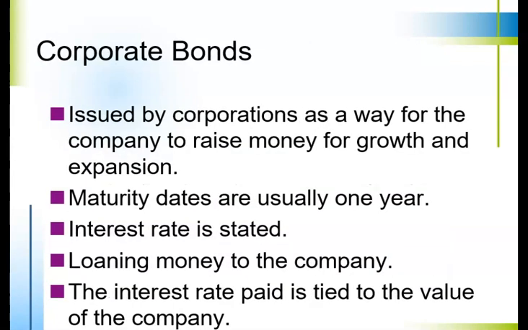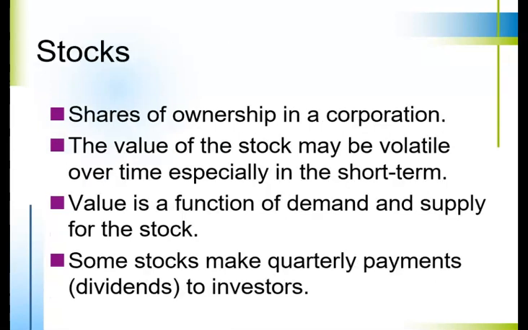Corporate bonds are issued by companies as a way for the company to raise money for growth and expansion. Maturity dates are usually 1 year. The interest rate is stated. Essentially, just like a government bond, you're loaning money to the company. The interest rate that's paid is tied to the value of the company.